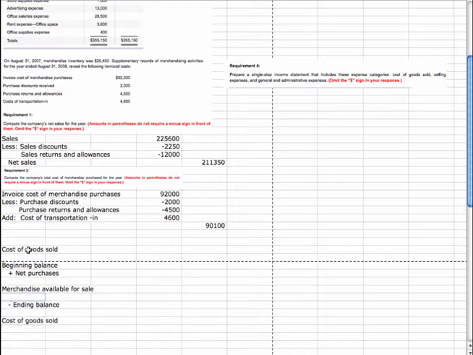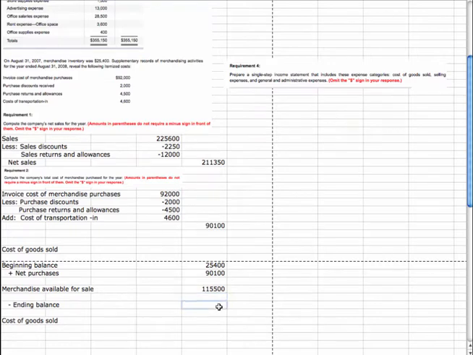So that's our formula. So what we have to do here is find the beginning balance. According to here, our beginning balance is $25,400. So we're going to put our beginning balance right here, $25,400. We know our net purchases, by what we calculated, was $90,100. Add these two together. So our merchandise available for sale is $115,500.